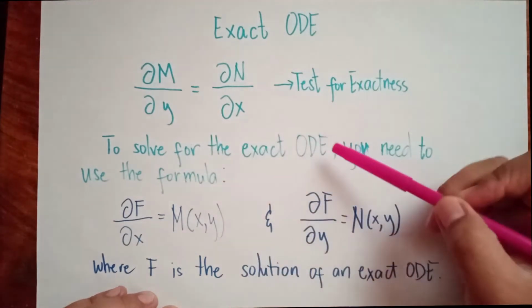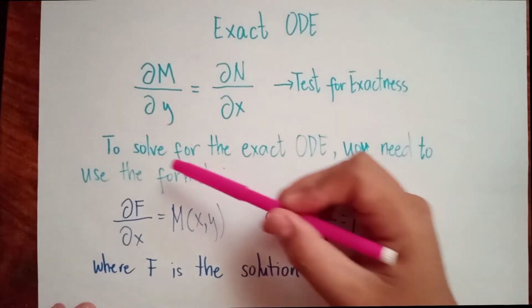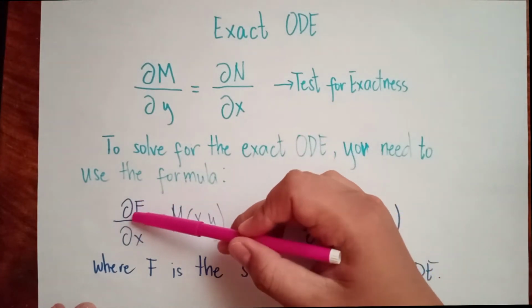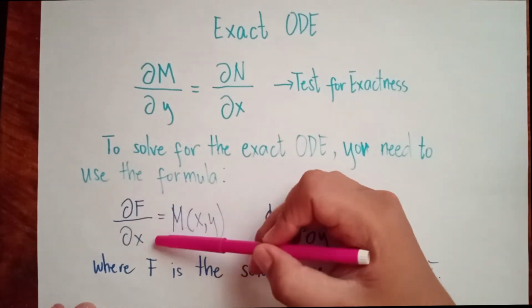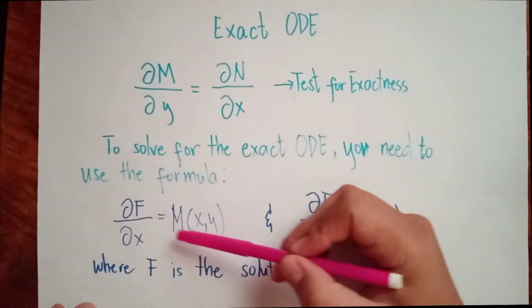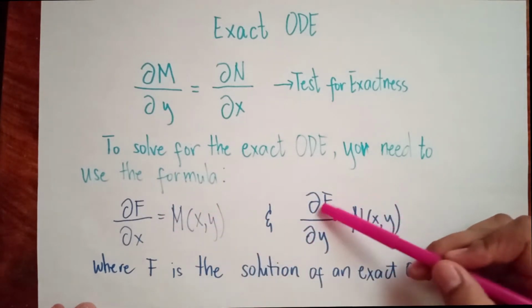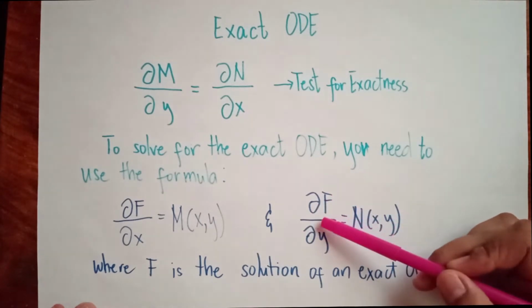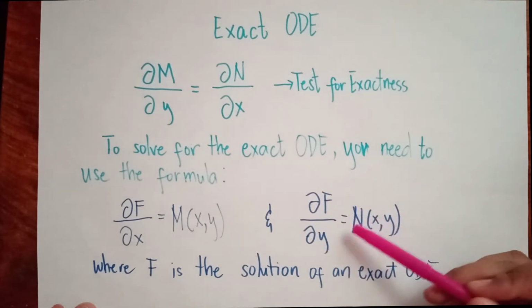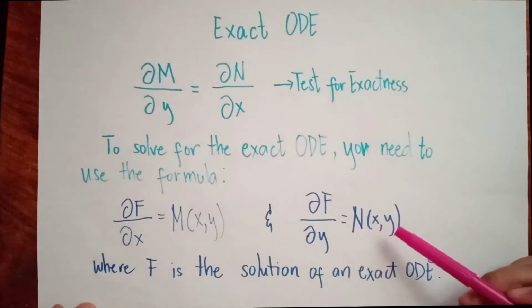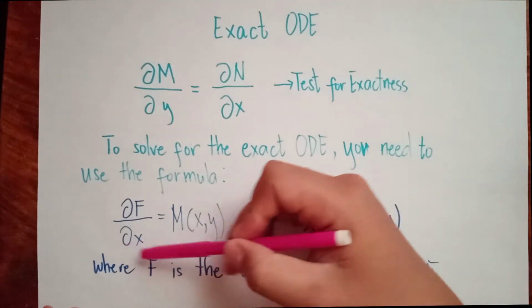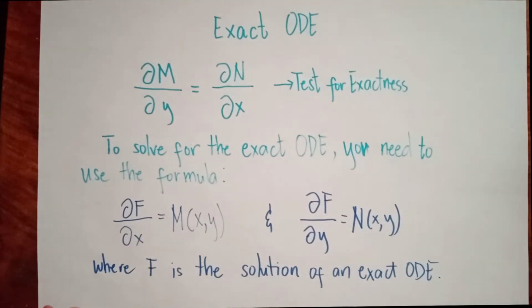And to solve for the exact ODE, you need to use the following formulas. We have here the partial derivative of f with respect to x is equal to the function M with variables x, y, and the partial derivative of f with respect to y is equal to the function N with variables x, y, where f is the solution of an exact ODE.